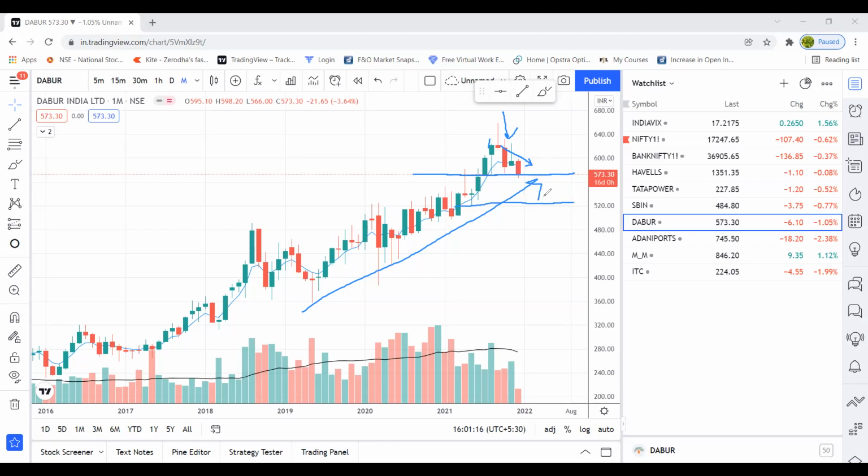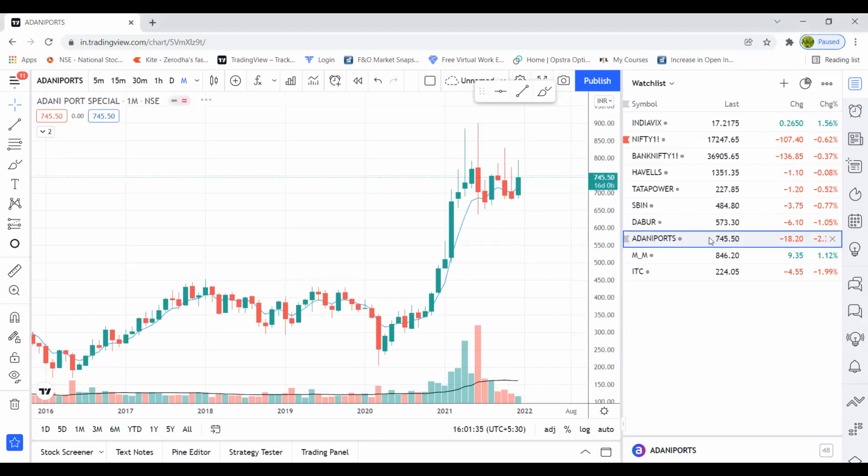So if you're looking to sell, you could look to sell, but we are considering a monthly candle, so you would have to do analysis for a daily candle. I would show you how to do an analysis on monthly and daily candle as well in the further videos. Next, let us have a look at Adani Ports.